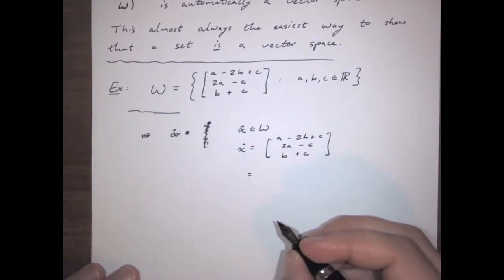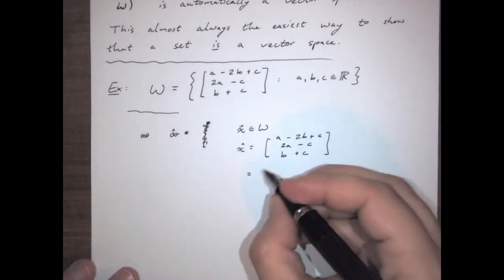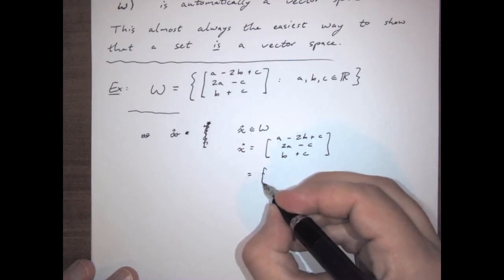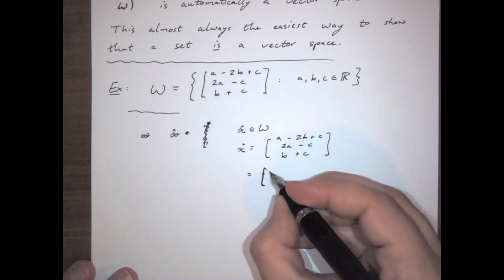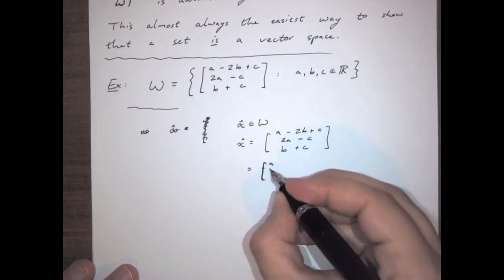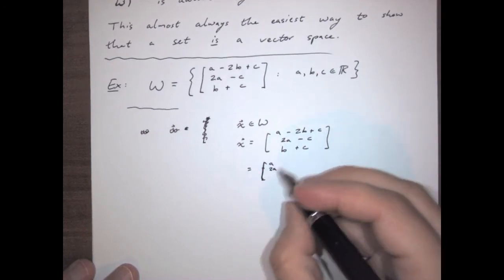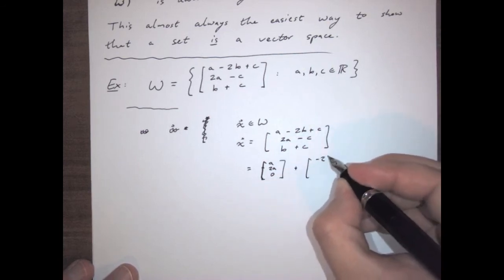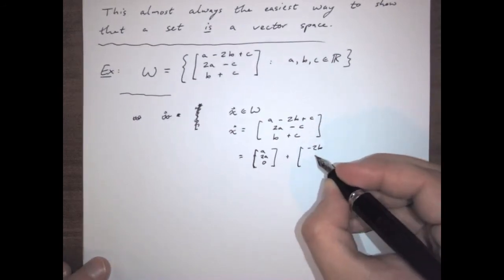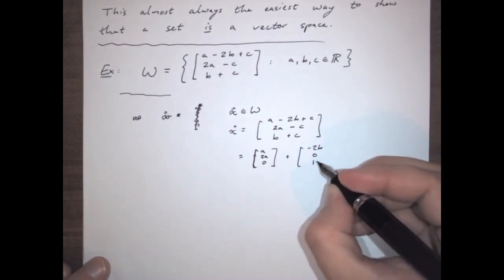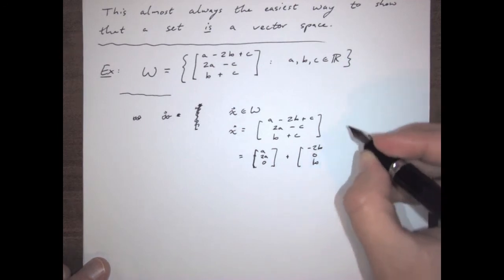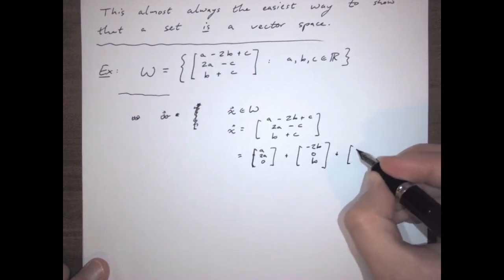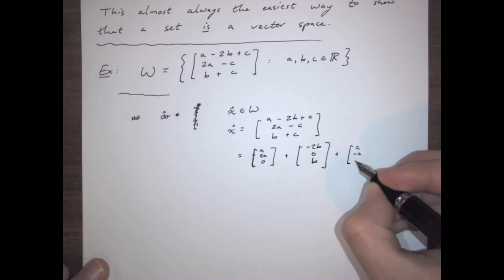What we can do here is separate these things out by the parts that have A and the parts that don't, the parts that have B and the parts that don't, and the parts that have C and the parts that don't. So we go A, 2A, and 0, plus minus 2B, 0, and B, and then plus C, minus C, and C.